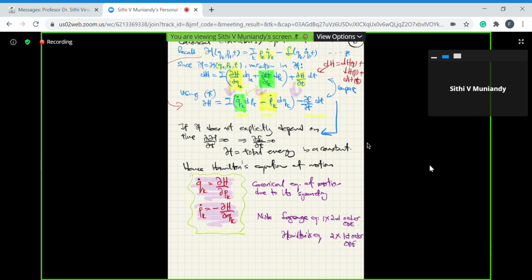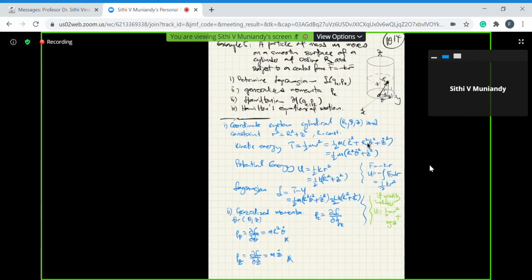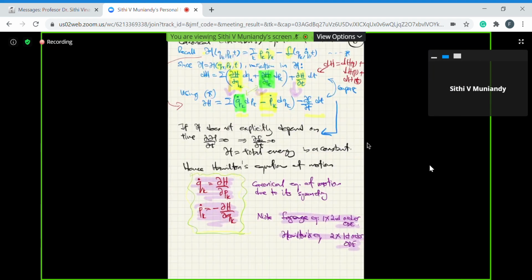So the equations of motion now become two. You have two first order ODEs. In Lagrangian dynamics, you have one second order ODE. That's the difference between the Lagrangian dynamics and the Hamiltonian dynamics. All right, do you guys follow? Are there any questions?